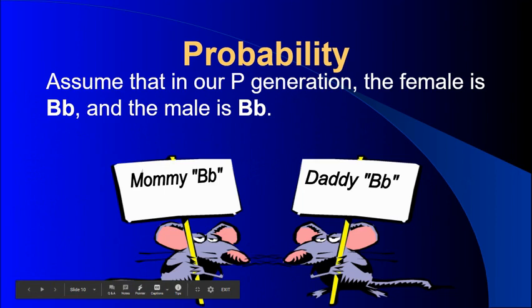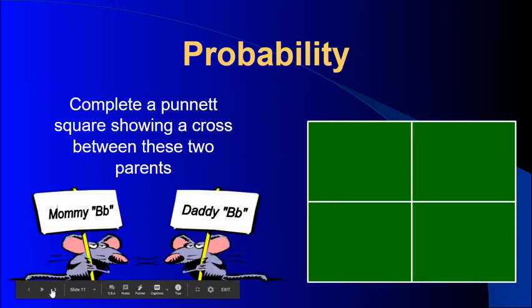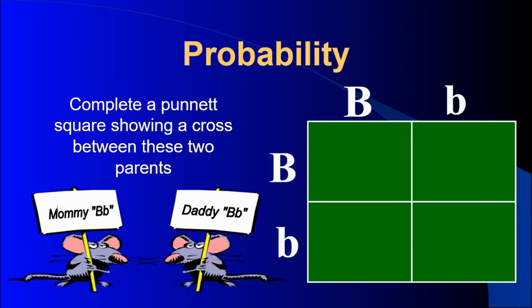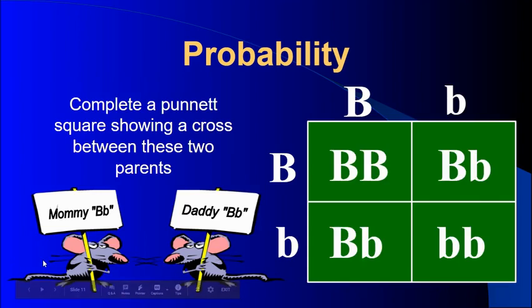So for our problems, assume that our P generation, which is our parent generation, the female is heterozygous, big B, little b, and the male is heterozygous, big B, little b. So if we were to complete a Punnett square showing a cross between these two parents, we put one parent's genotype on the top, we put one parent's genotype on the side. It doesn't matter which parent goes in which location on the Punnett square, you'll get the same results either way. And then you fill in the boxes with what intersects in that box. And so here you can see a filled in Punnett square with our 2 heterozygous parents.